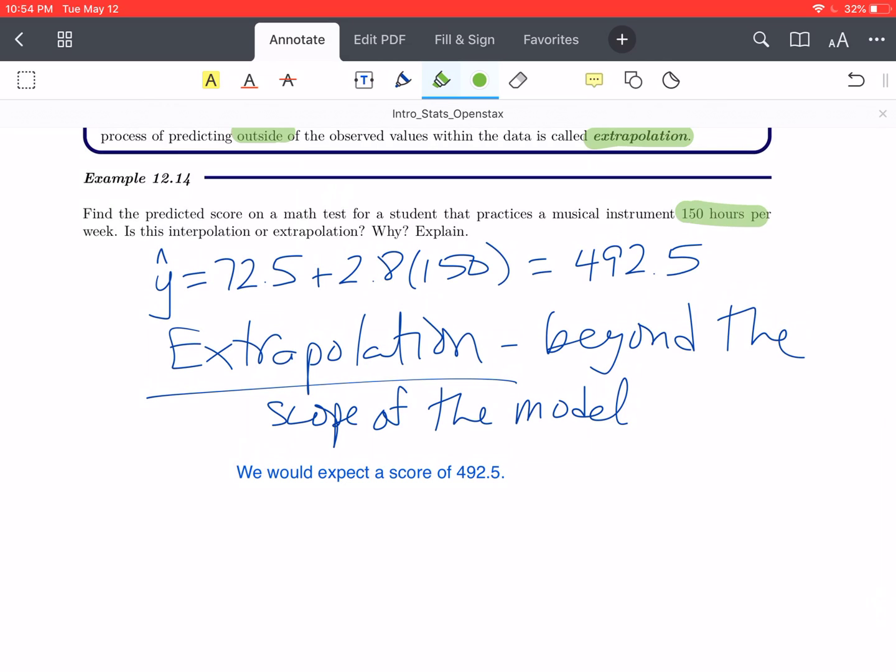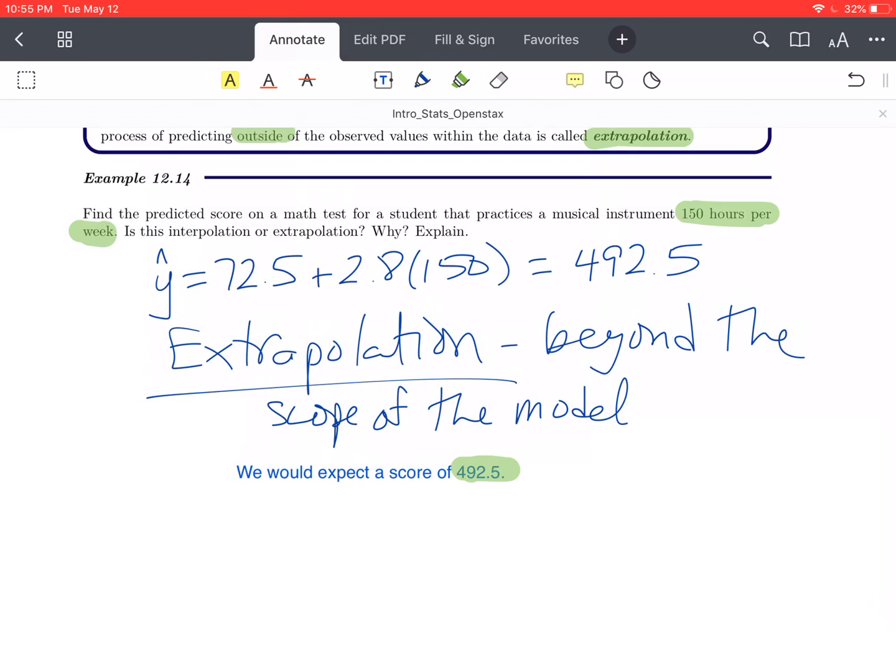First of all, 150 hours per week practicing their musical instrument. I don't even think any professional musician in the world is practicing 150 hours per week because there's only 160 some odd hours in the week total, and they have to sleep. So that's not practical. And getting a score of 492.5 is certainly not practical on an exam, presumably out of 100, like 100% or something like that. So this is extrapolation, and this is the danger of extrapolation.